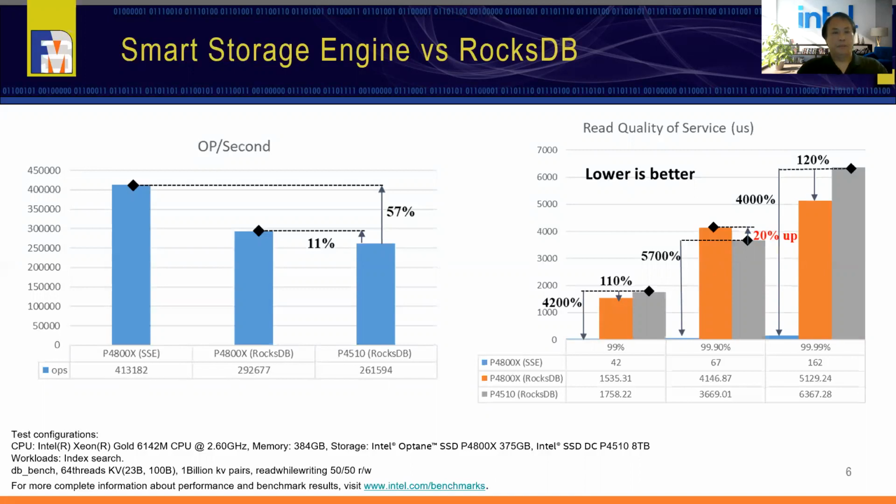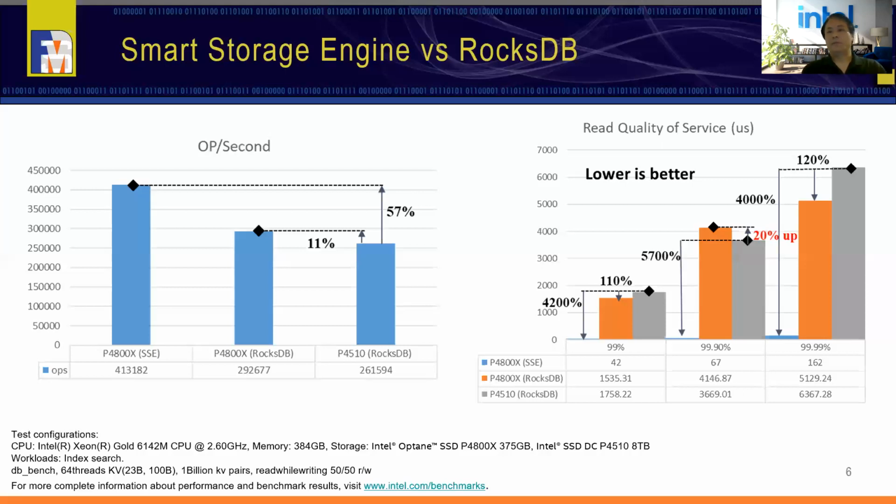On operations per second, when you compare plugging Optane into RocksDB and replacing the P4510, which is an Intel DC TLC drive, we only see, and this is basically a lot of customer complaint, only about 10%, not much difference. Then we plug in this SSE smart storage engine and compare. We can get a minimum 57% improvement on bandwidth.